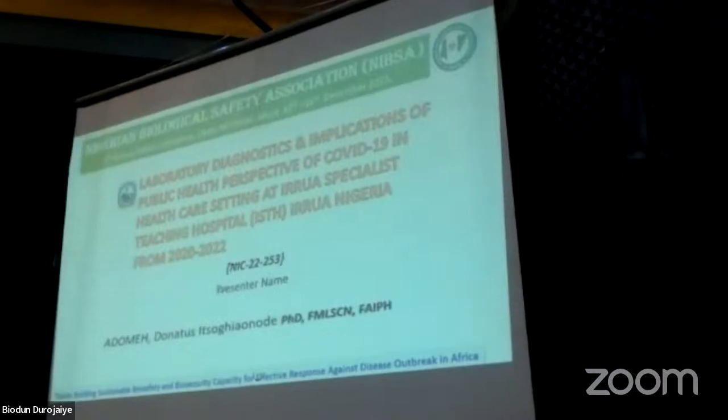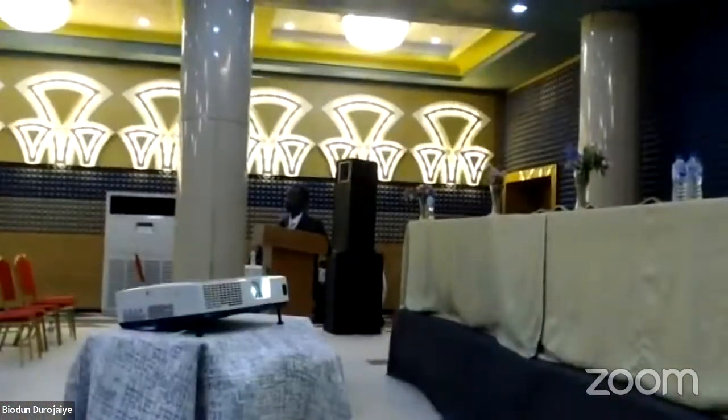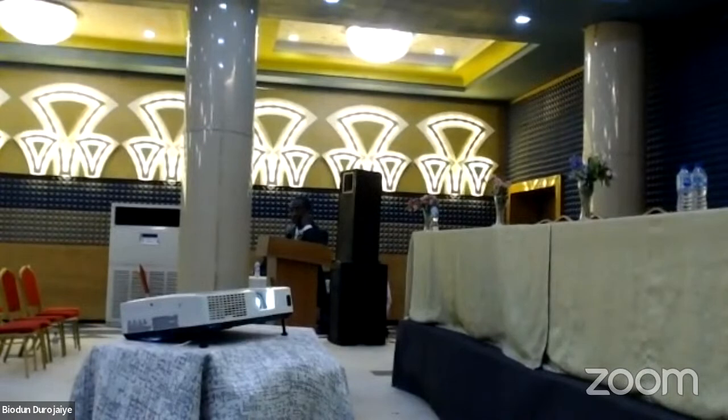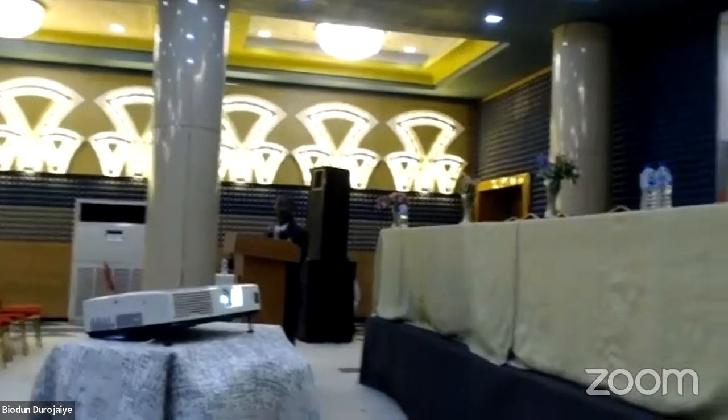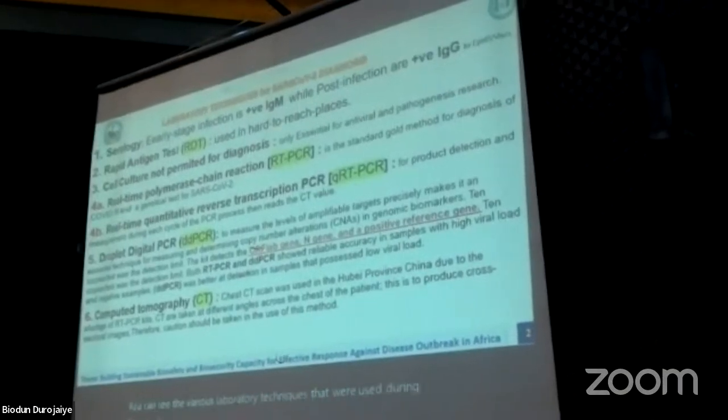Good afternoon, everybody. My presentation is on laboratory diagnostics and implications for public health perspectives of COVID-19 in a rural setting in a hospital. As a way of introduction, you can see the various laboratory techniques that were used during the COVID-19 outbreak. There were about 6 methods, and the one that was practically the gold standard was RT qualitative PCR.